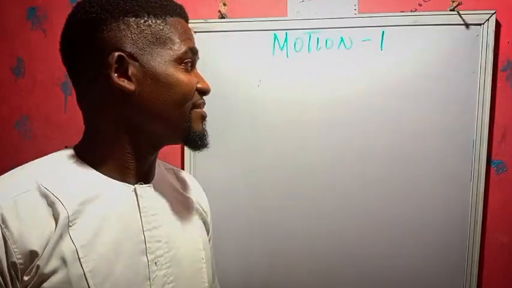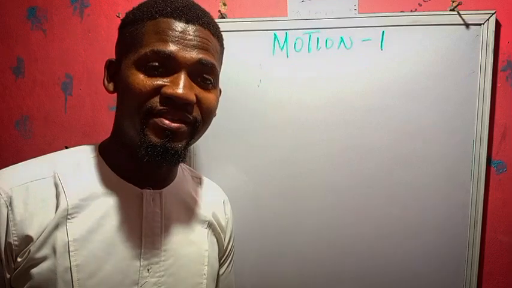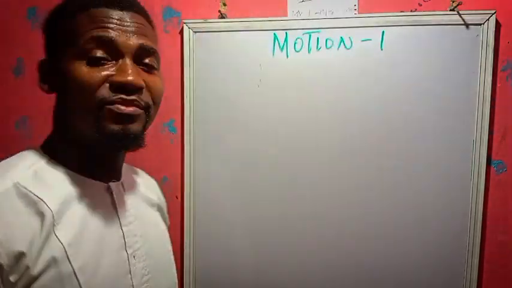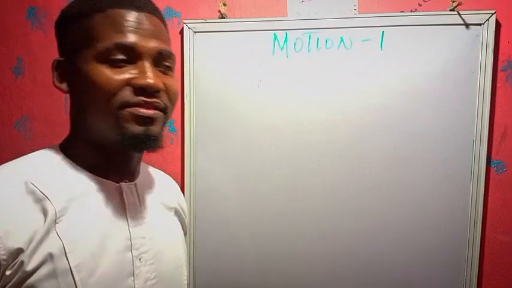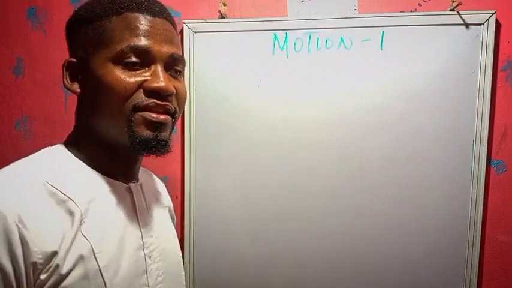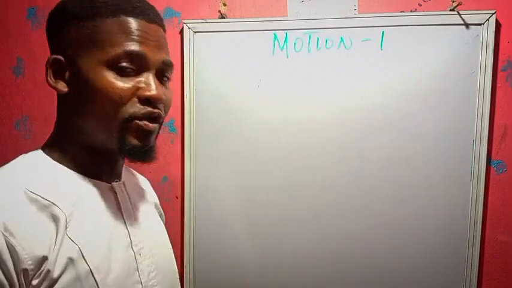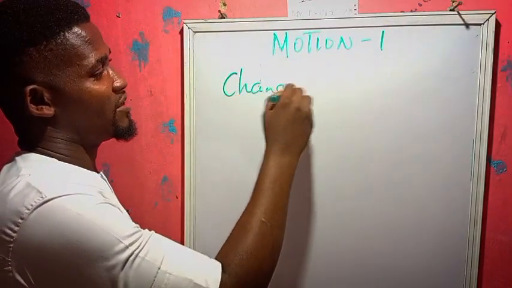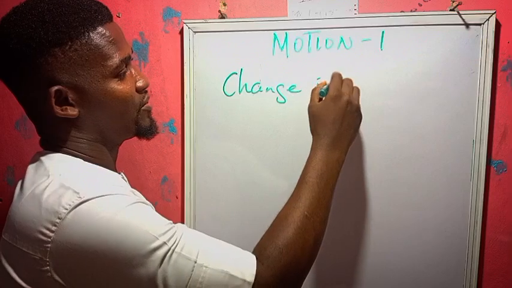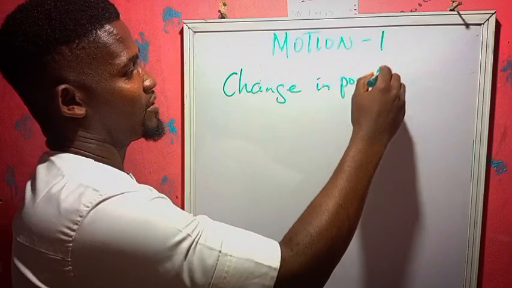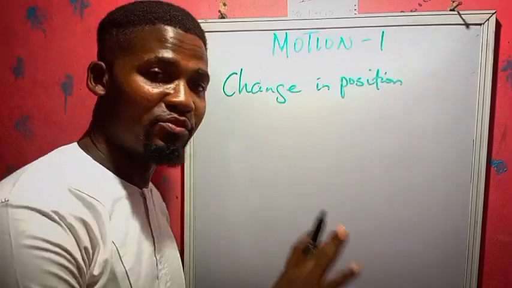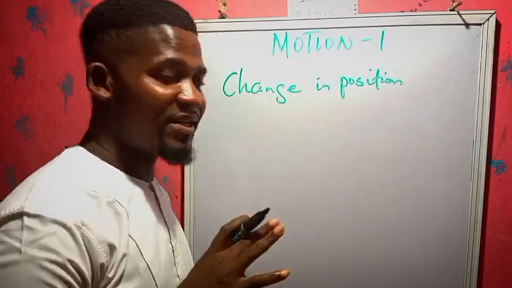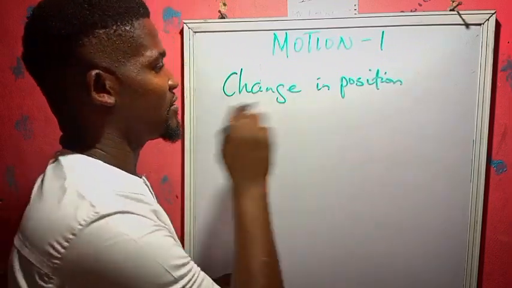Today's class will be looking at motion in physics. What is motion? Motion is simply the change in position of an object. Once an object changes its position with respect to time, that's motion. It can be by virtue of an applied force moving this object.